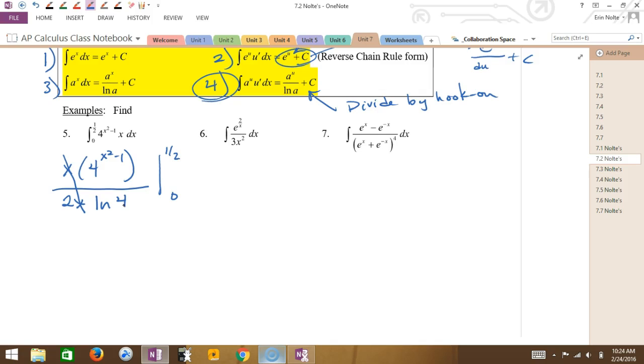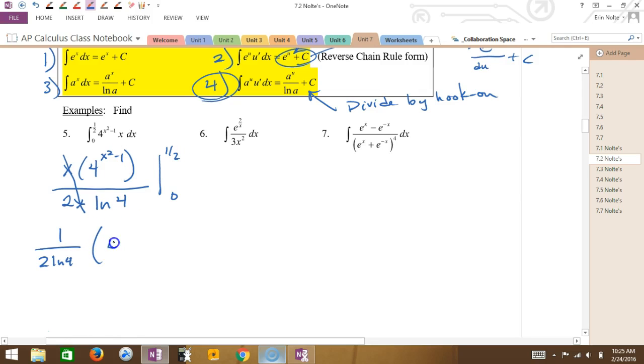Is the x just part of the original function? Yes. It was given. All right, so I'm going to do big minus little right now. And since we have a 2 natural log of 4 on the bottom, I'm just going to pull it off in front so I don't have to deal with it when I do big minus little.